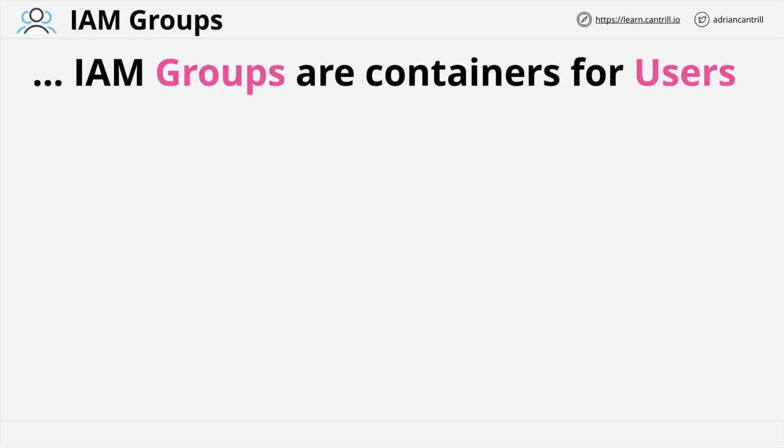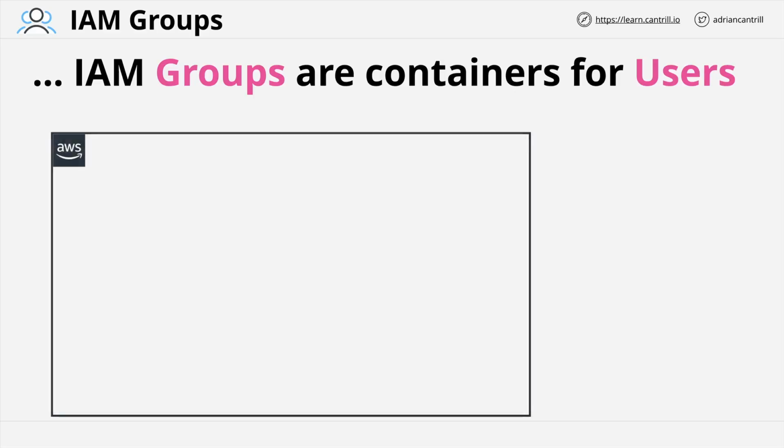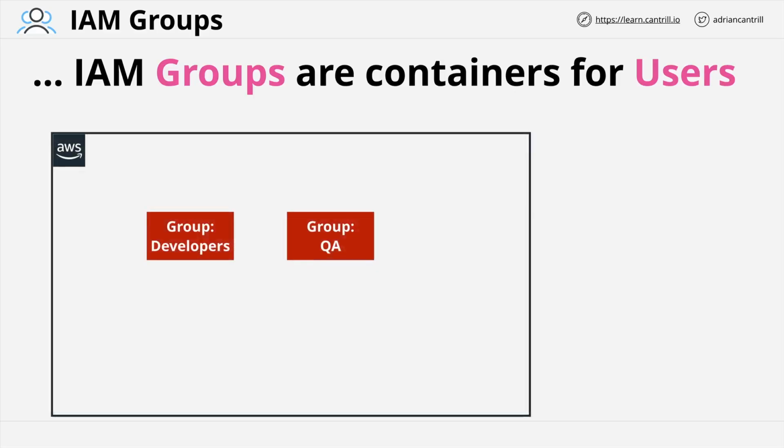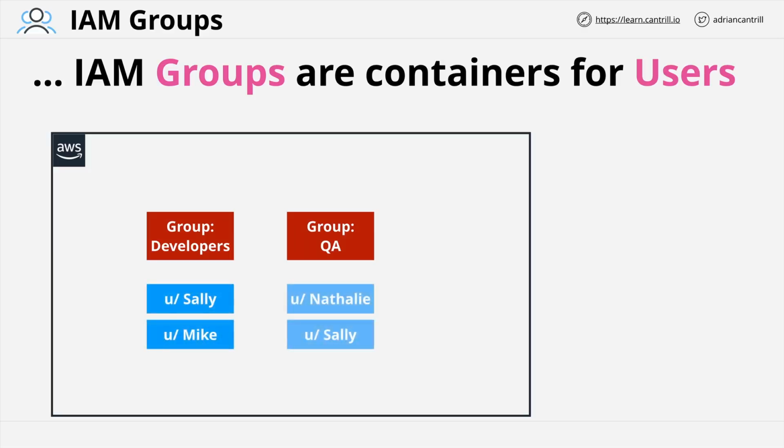So let's look at a visual example. We've got an AWS account, and inside it we've got two groups, developers and QA. In the developers group, we've got Sally and Mike. In the QA group, we've got Natalie and Sally.